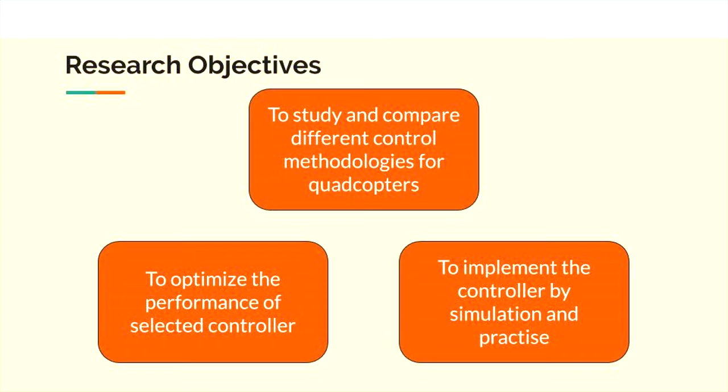The next objective is to optimize the performance of the selected controller. Once the proper control method is selected, its performance should be optimized to give the best flying condition for the quadcopter. The Parrot Mambo mini drone should be able to adapt to uncertain conditions, and most importantly, there should be a give and take between the power consumption and the performance of the system. The last objective is to implement the controller both by simulation and in real-time experiment to see if the selected control method will be successful.